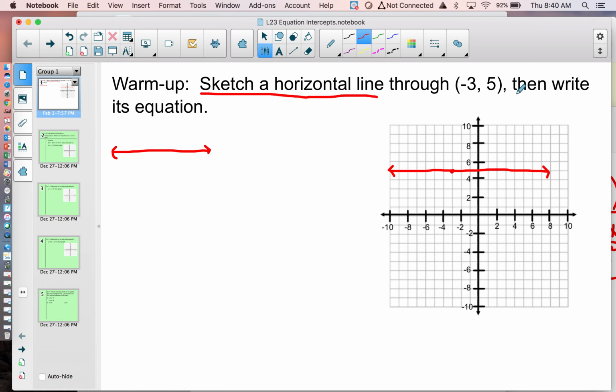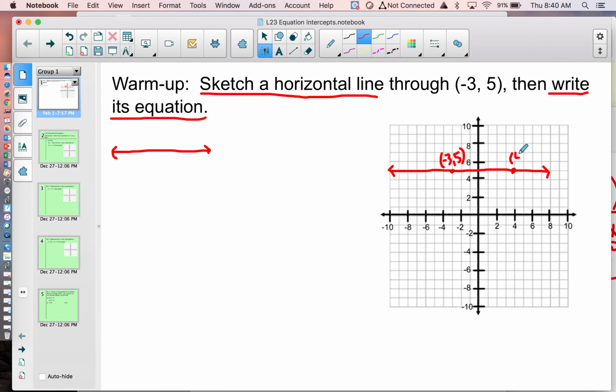But then it says we want to write the equation for the line. So when we're writing the equation for this line, how many points does it take to be on a line? Well, you need a minimum of 2 points to determine a line. Okay, so (-3, 5) is definitely on this line. And now let's just pick another point that is on this line. I'm going to go over here and pick this point, and this point is the point (4, 5).